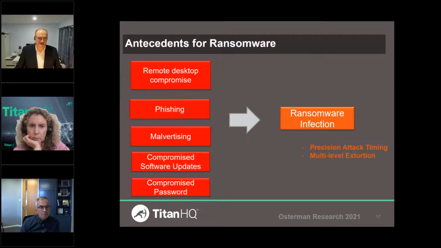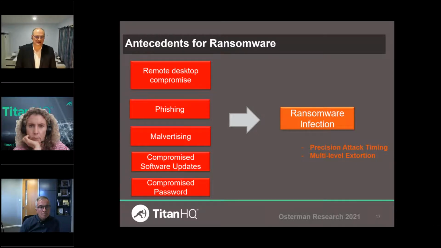Things like attacks that happen at midnight on the day before Christmas, or attacks that happen just as a school district is about to begin its classes for the new year. When that happens, the organization is put definitely under the spotlight to determine how they are going to respond to that. And we've also seen over the last couple of years the use of multi-level extortion.